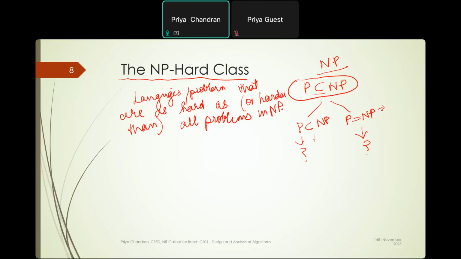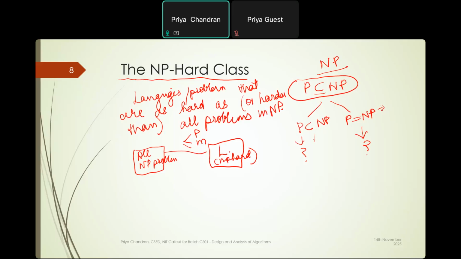So then how do you get these problems? What we want is an NP hard class which is going to help us to take out the hard problems. So what we want is something such that all NP problems would be having a polynomial time reduction to the problem L, which we would call NP hard.